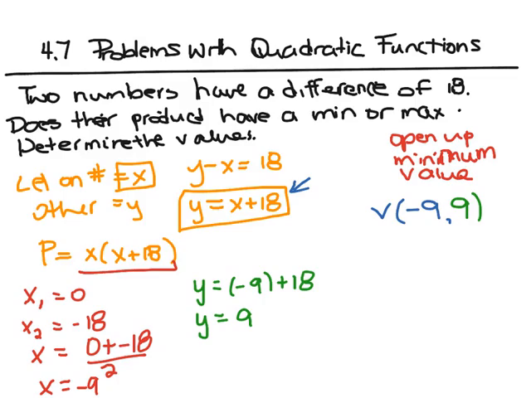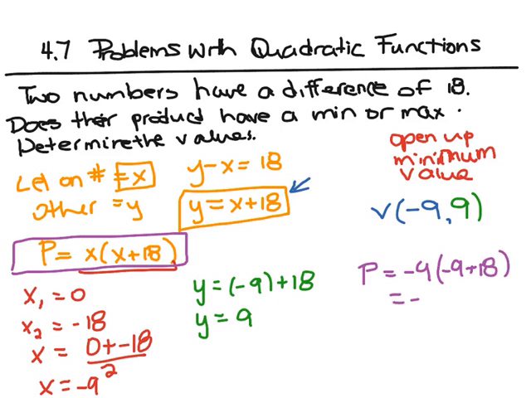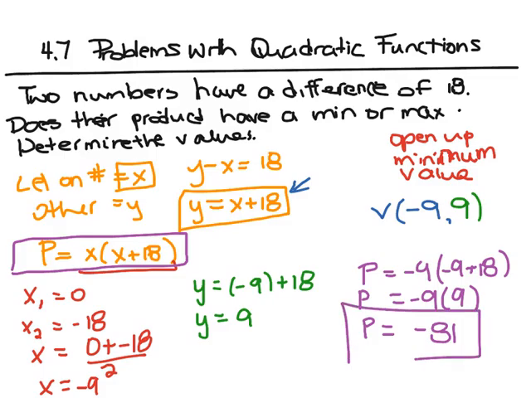And if we want to find our product, we'll use this one. So P is equal to negative 9 times negative 9 plus 18. So negative 9 times 9, as we know. So our product is negative 81. So this is our product, and these are our two numbers, negative 9 and 9.